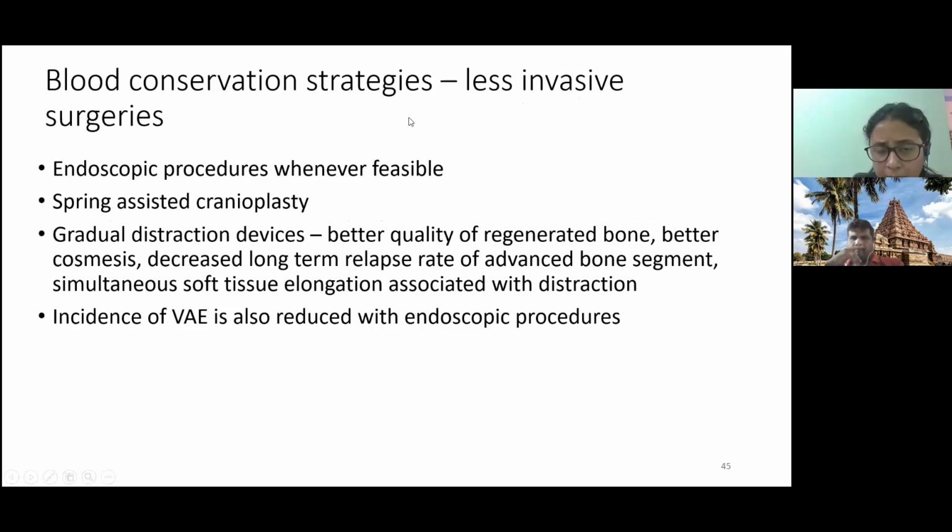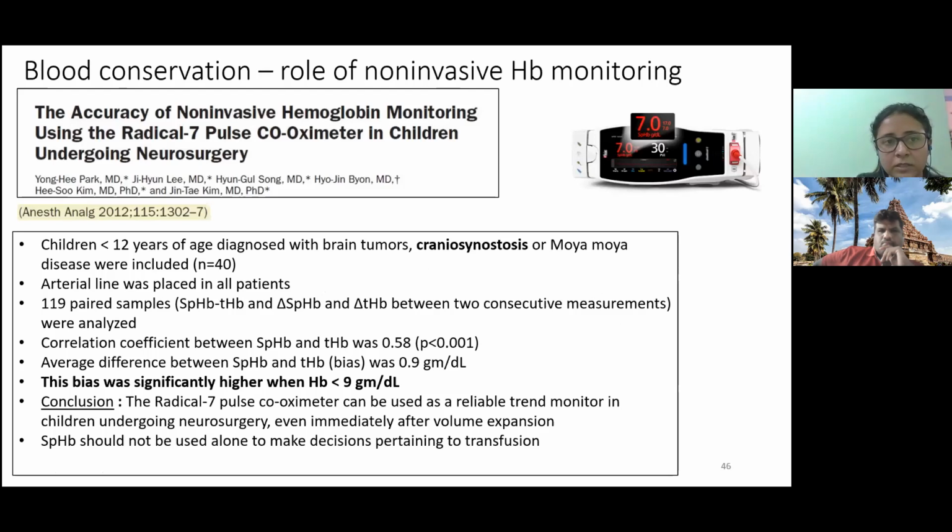Then modifications in surgical techniques also include a shift towards less invasive procedures like spring-assisted cranioplasty, endoscopic procedures, gradual distraction devices. And as I've mentioned earlier, the one added advantage of these procedures is a reduced incidence of venous air embolism that is associated with endoscopic procedures.